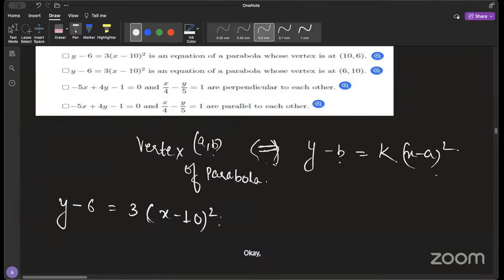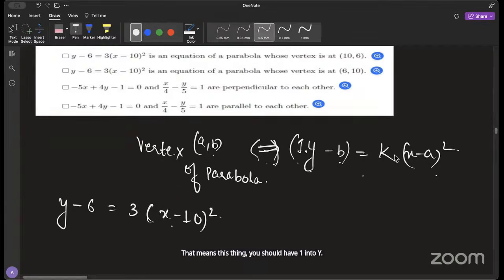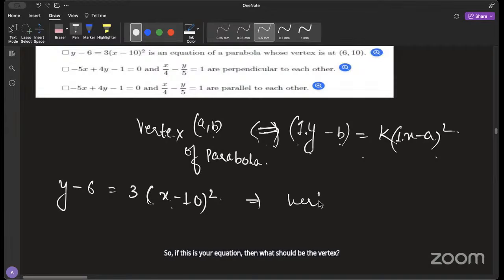Okay, so if this is your parabola, then what should be the vertex? Just compare this thing to this and tell me. The only thing you need to keep in mind is that the coefficient of y should be 1 here. That means you should have 1 into y, and in the brackets you should have 1 into x minus a whole squared. So if this is your equation, then what should be the vertex? 10, 6. Right, 10, 6 is the vertex.